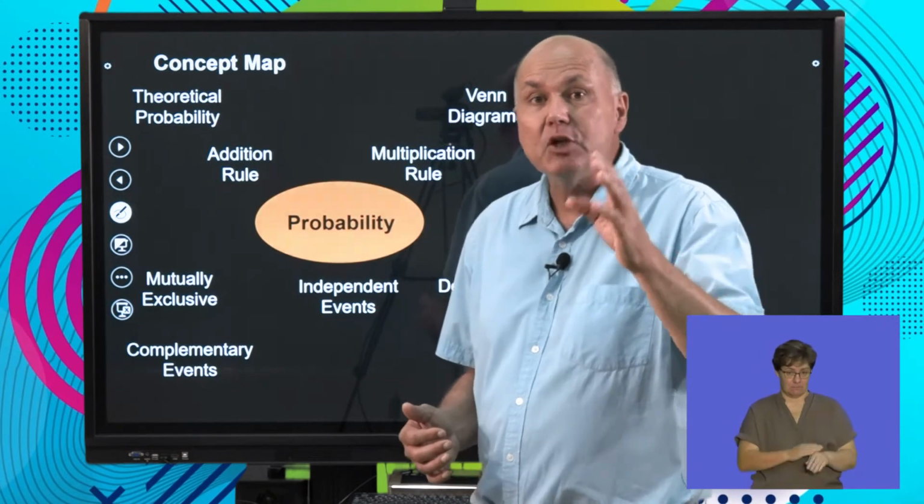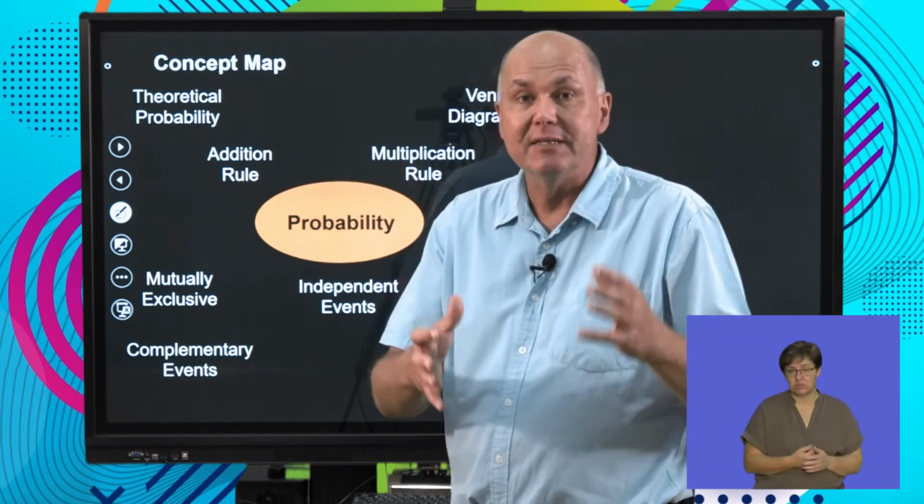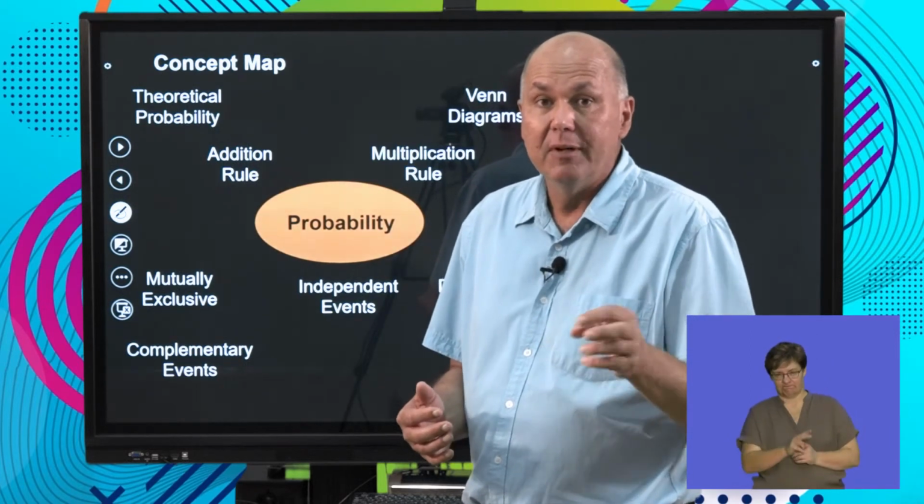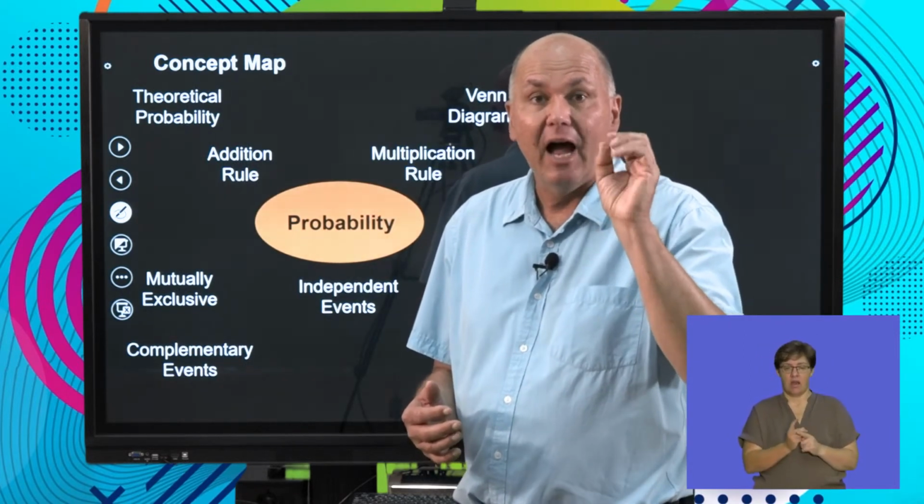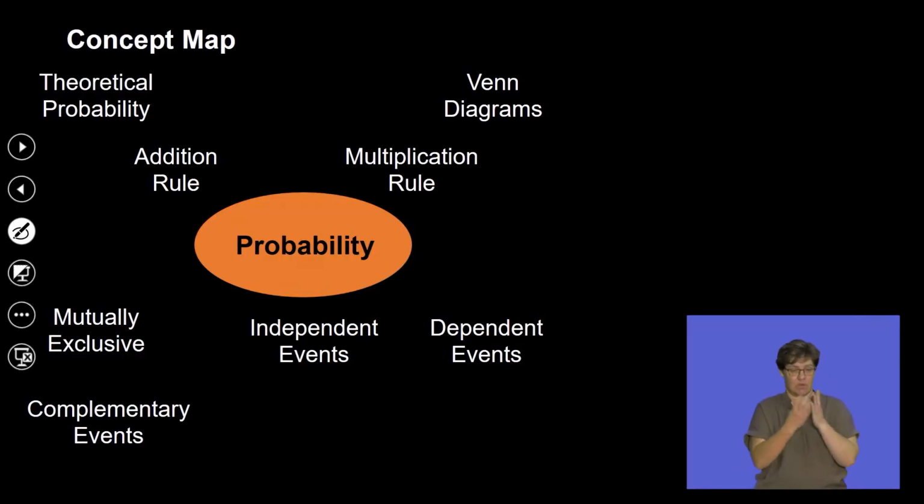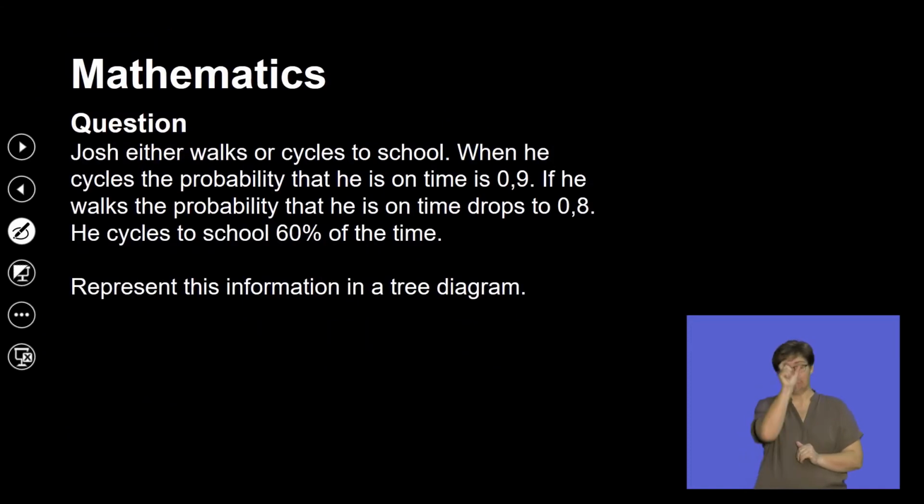So these can be choices. They can also be activities. They can also be chances. Let's have a look at a particular problem that will outline for us how we can use a tree diagram to solve a problem. So we mustn't forget our rules and our terminology for probability, but here is the question that we're going to explore in a little bit of detail.